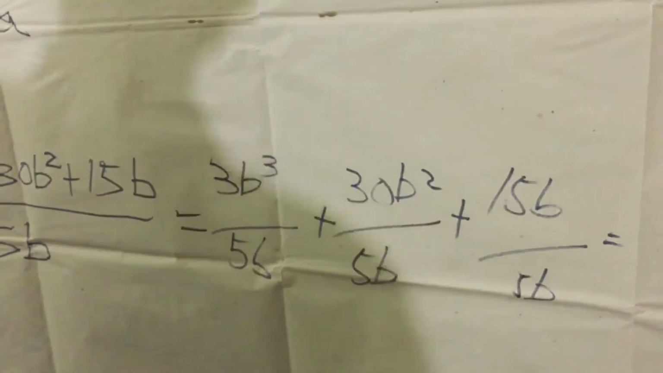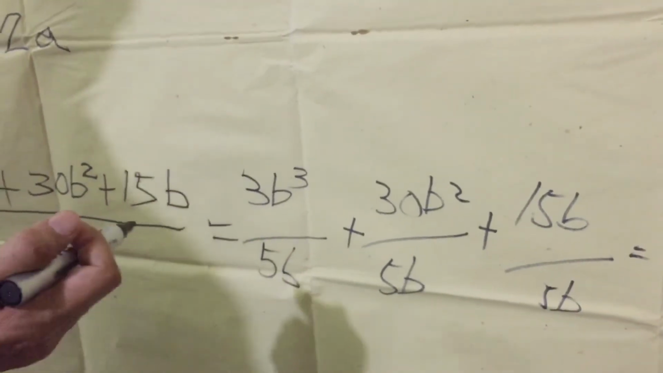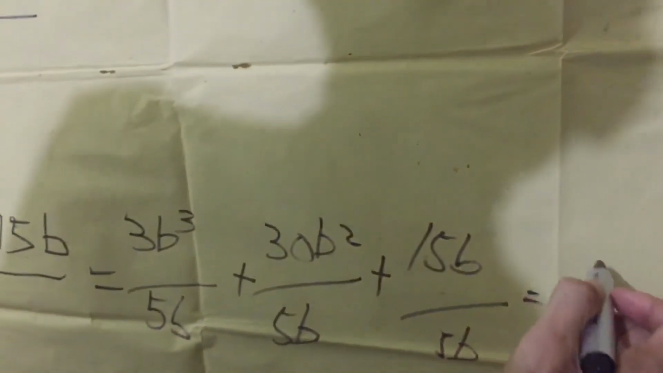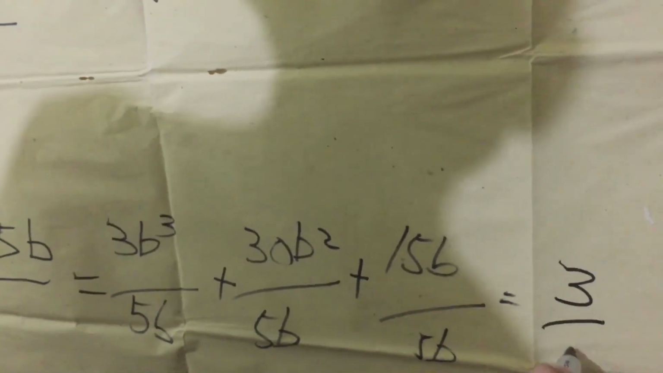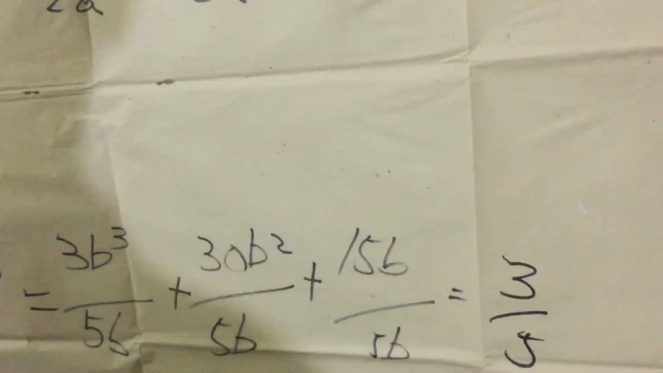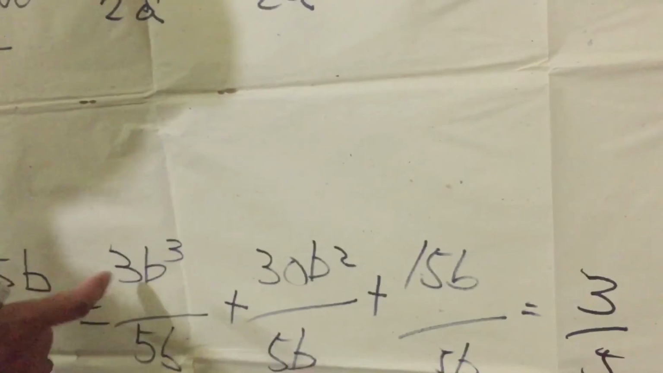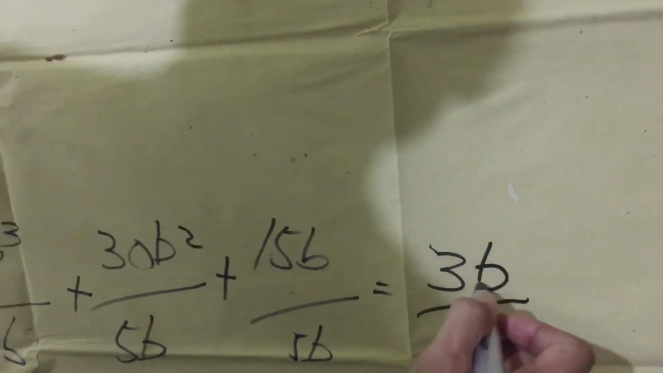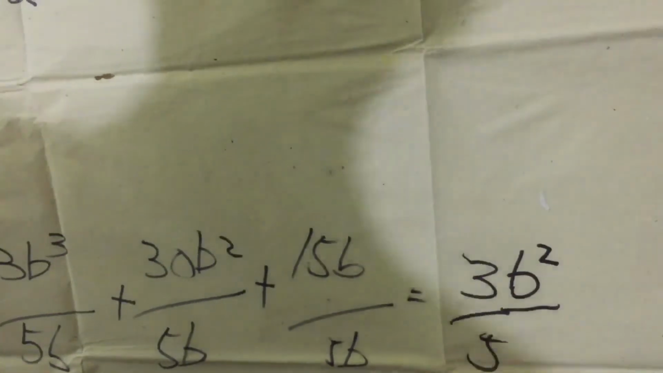Kapag hindi ma-divide ito, tulad nito 3 divided by 5, huwag na natin siyang decimal. Fraction pa rin, 3 over 5. Then, b cubed minus b. So, extend lang natin itong konti. Tapos magiging b squared na dito.